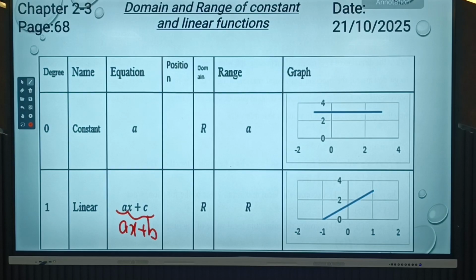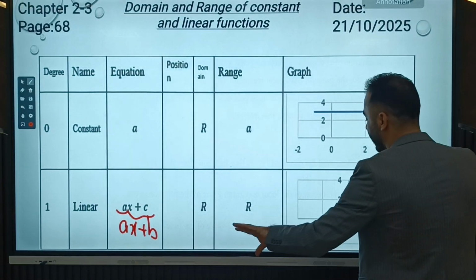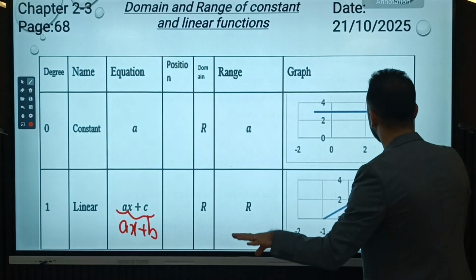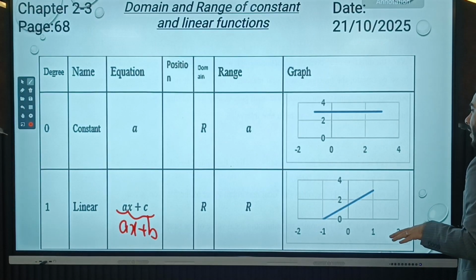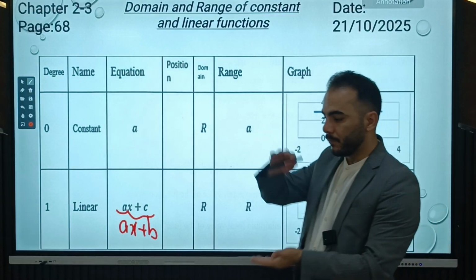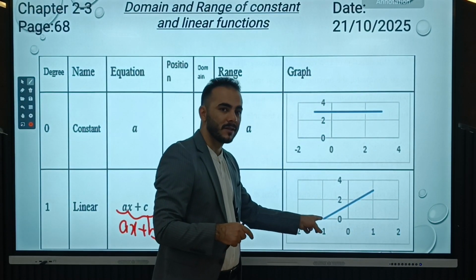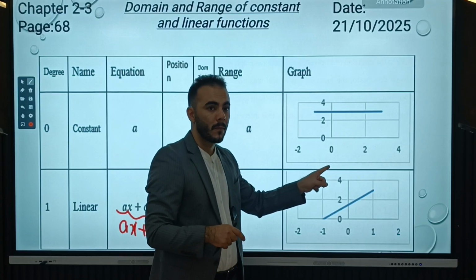Okay, so for a linear function, as you can see, take a look at the graph of it. It has a slope, but the domain of a linear function is all the real numbers, because it goes from the very, very lowest point, which is negative infinity, to the biggest point, which is positive infinity. And its range as well. So range depends on the y-axis, as you can see here. The lowest value is negative infinity, and the greatest value is positive infinity.